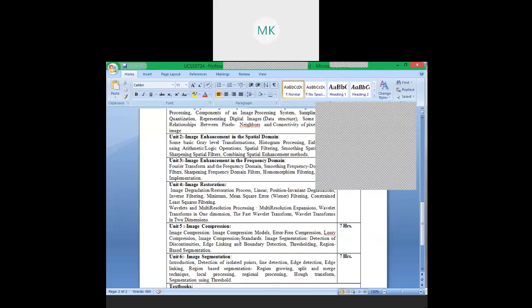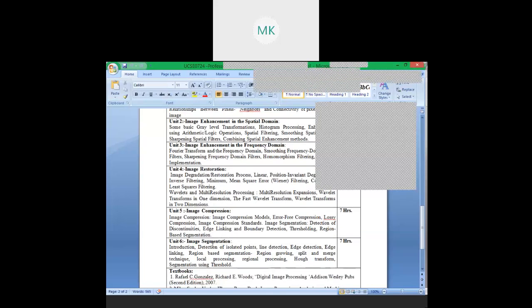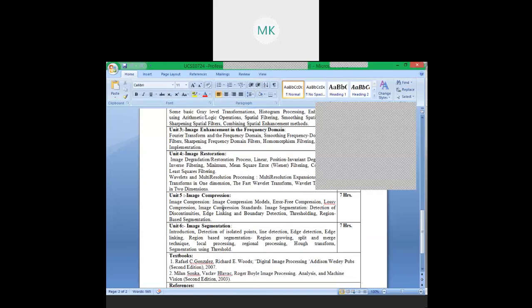Again, we are going to consider different segmentation techniques which are based on region as well as boundary. So boundary detection, edge detection, and region detection. These are the three approaches which we are going to consider in case of image segmentation, including edge detection, edge linking, region growing, and the split and merge technique. All these are about the contents of digital image processing.